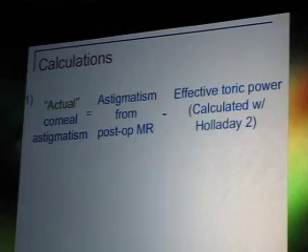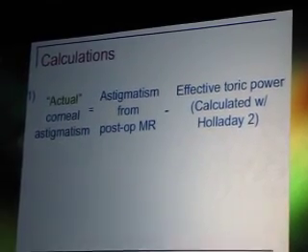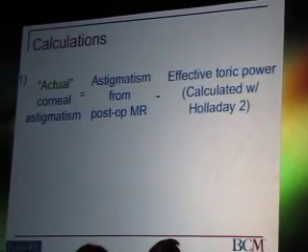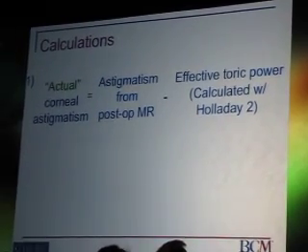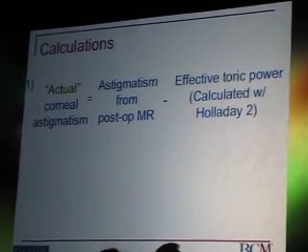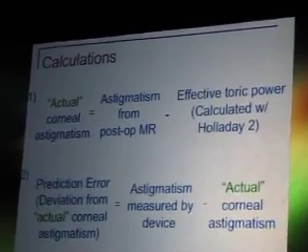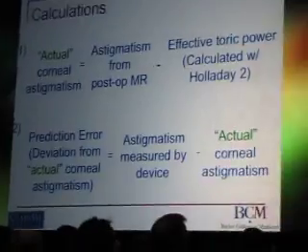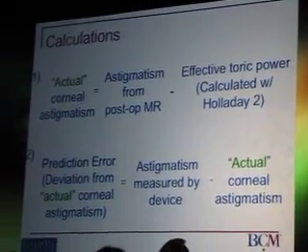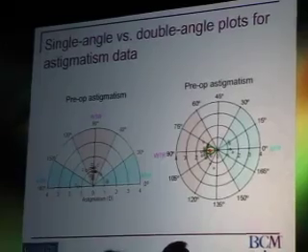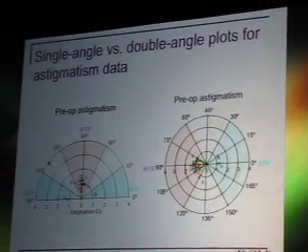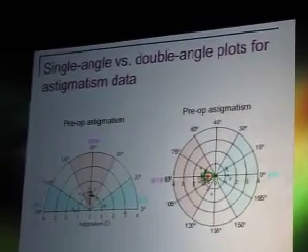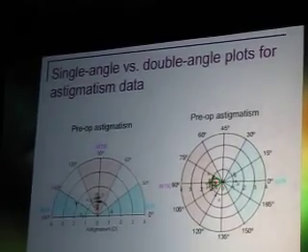And what I wanted to do was look at what I felt was the actual corneal astigmatism, which is basically whatever the astigmatism in the refraction is, minus the astigmatism that's calculated in the IOL from the Holladay II calculation. And then the prediction error would be the astigmatism that any given device measures minus the actual astigmatism. And I want to show this using double angle plots, just because I think it's convenient to group them this way. This is the traditional single angle plot, which is laid out like we see it on the phoropter.